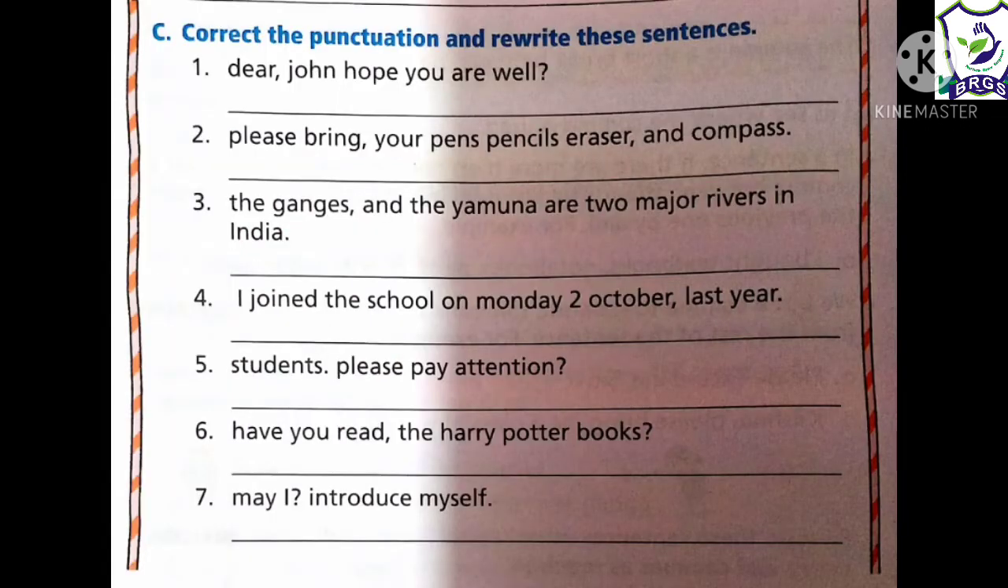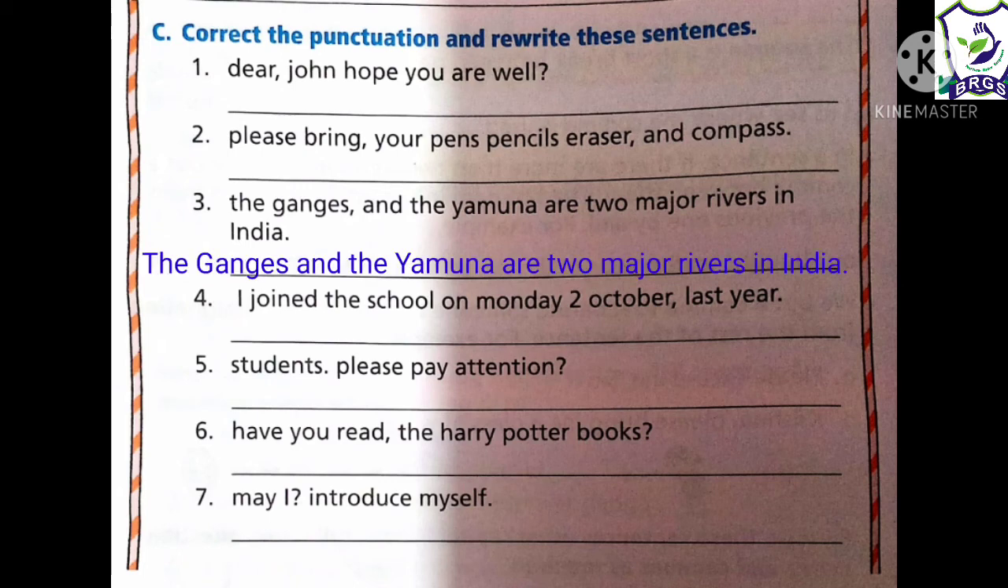Okay? Exercise C. Correct the punctuation and rewrite these sentences. Number 1. Dear John, hope you are well. It will be Dear D capital, John J capital, and then we'll put a comma. Dear John, hope you are well. And full stop, not question mark. Okay? Next, please bring your pens, pencils, erasers and compass. Please P capital, bring your pens, comma, pencils, comma, eraser and compass. Full stop. Number 3. The Ganges and the Yamuna are two major rivers in India. Here the T capital, Ganges, G capital and the Yamuna, Y capital, are two major rivers in India. Then full stop. Okay? Children, in this way you can complete this exercise.